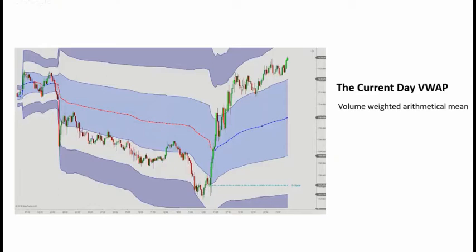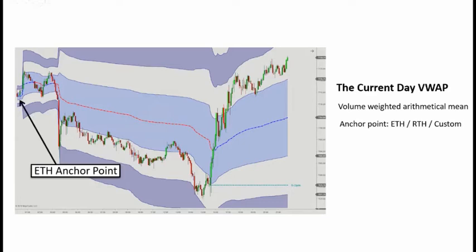And this is what the daily VWAP looks like. By default, the daily VWAP is anchored at the full session start of the day, and it then plots the volume weighted arithmetical mean of all transactions that take place during the daily session. Prices for every transaction during the day are added and divided by the total contracts traded during that time.